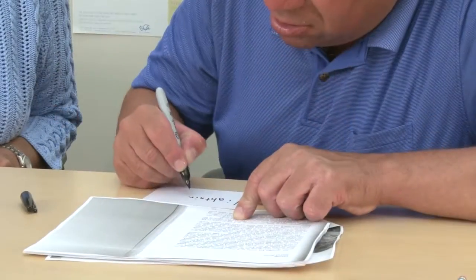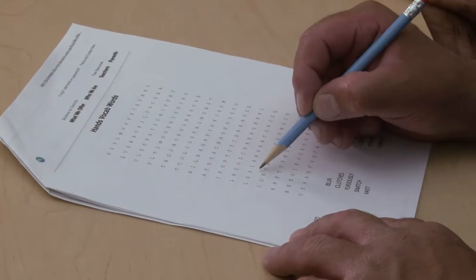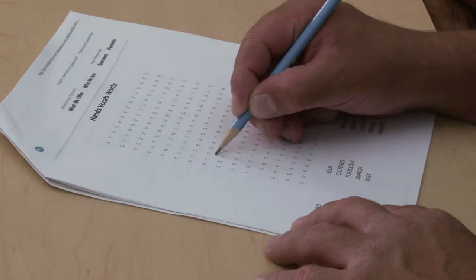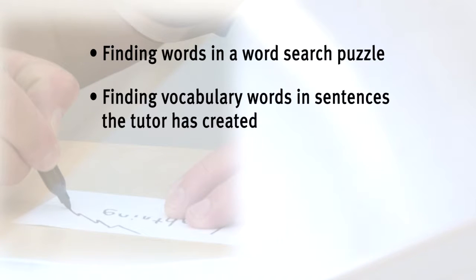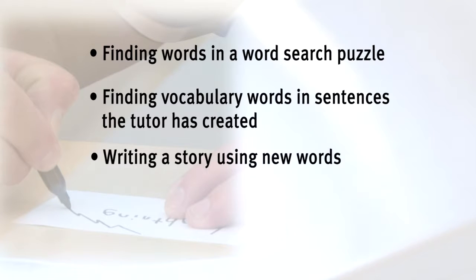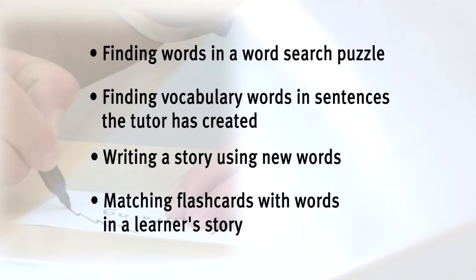bank. You'll see a learner and a tutor working with new vocabulary words in several ways to increase the learner's word bank. Strategies you'll see include finding words in a word search puzzle, finding vocabulary words in sentences the tutor has created, writing a story using new words, matching flashcards with words in a learner's story.